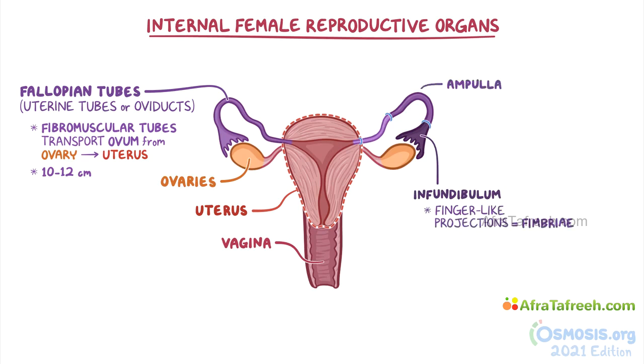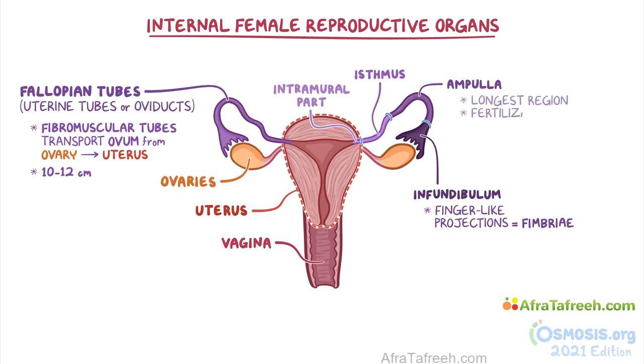Next is the ampulla, then the isthmus, and finally the intramural part, which travels through the wall of the uterus in order to transport the ovum into either the upper left or right of the uterine cavity. The ampulla is the longest region, and fertilization of an ovum is most likely to occur in this region.